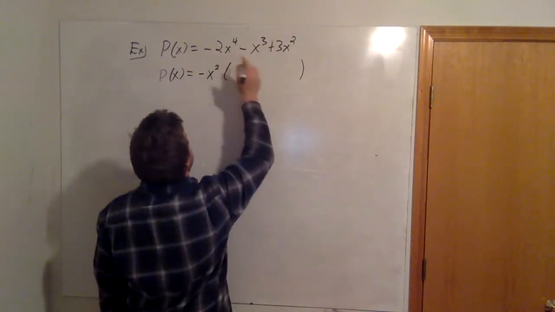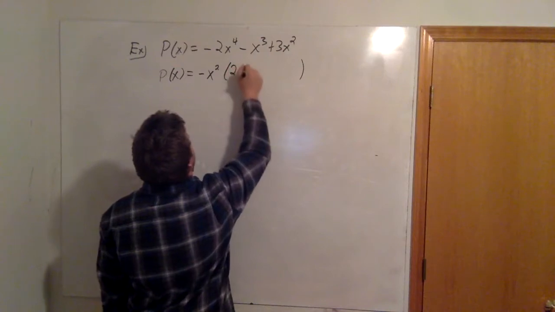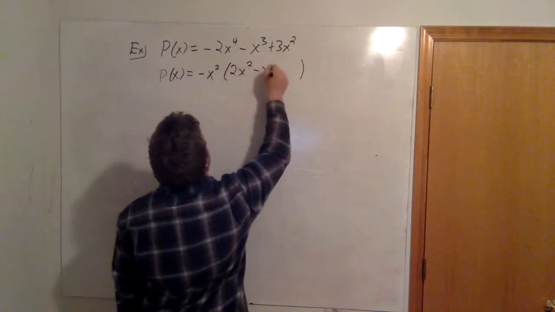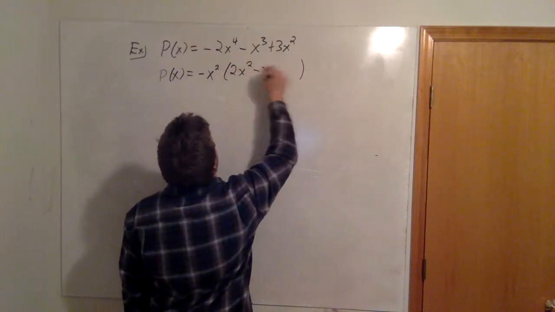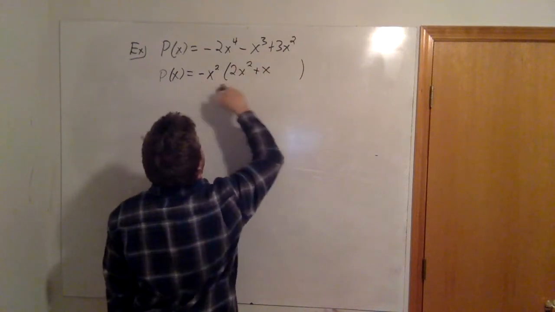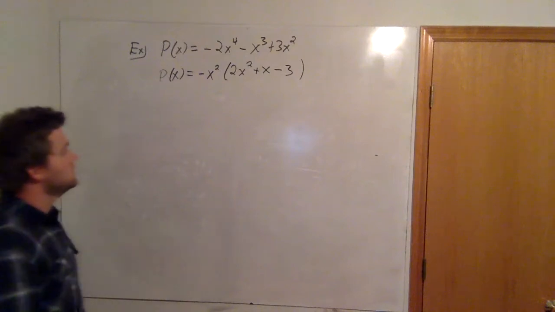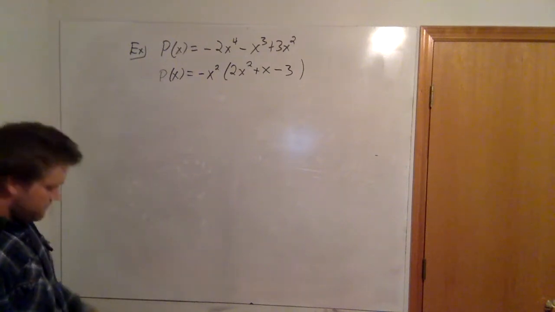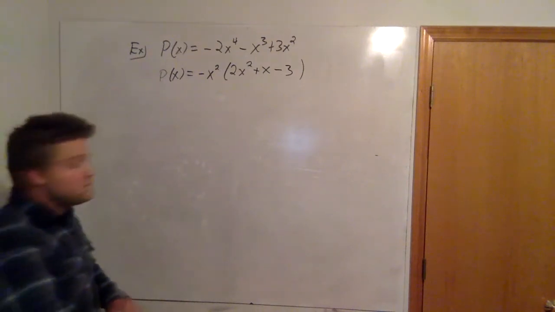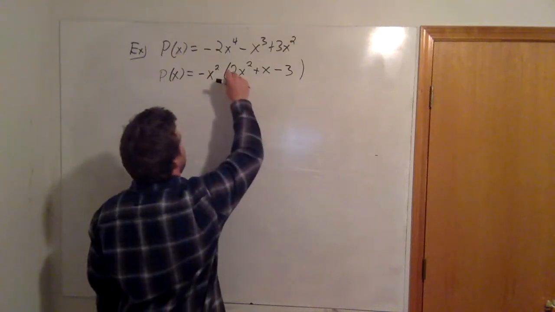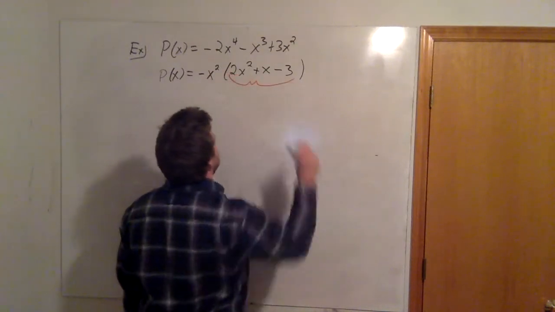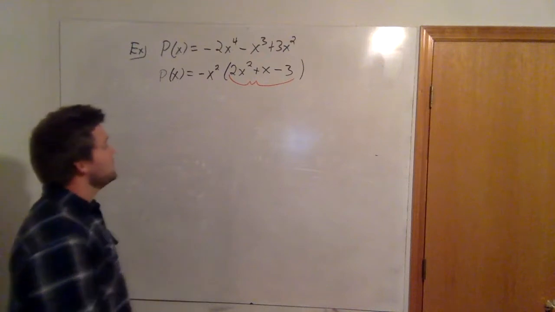We're going to be left with a 2x squared. It's going to be a plus an x since I factored out a negative, and then minus a 3. Okay. So now what we want to do is factor 2x squared plus x minus 3.